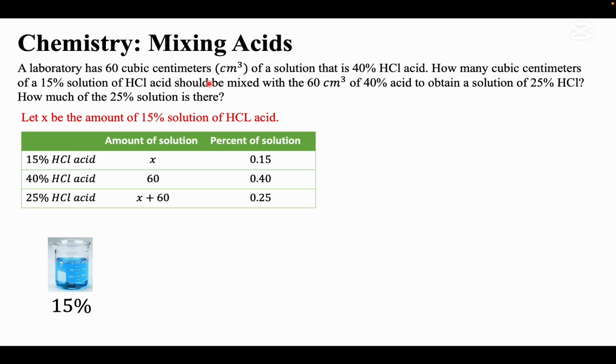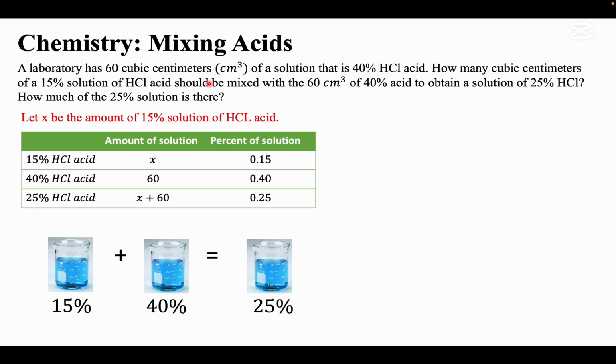Here's a picture. So we have this 15% solution being mixed with the 40% solution to obtain a final solution that is 25%. How much of the 15% do we have? Well, we don't know, so we're going to let that be x. We know how much of the 40% solution we have. That's 60. And the final should be, because we're mixing those two, the sum of those two. So x plus 60.